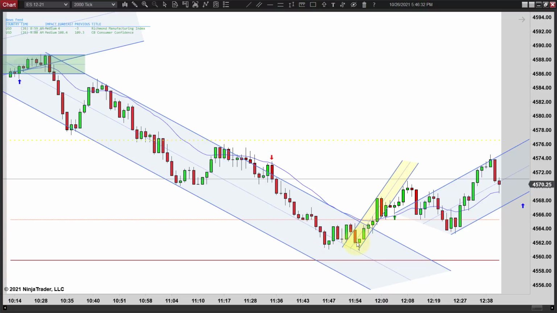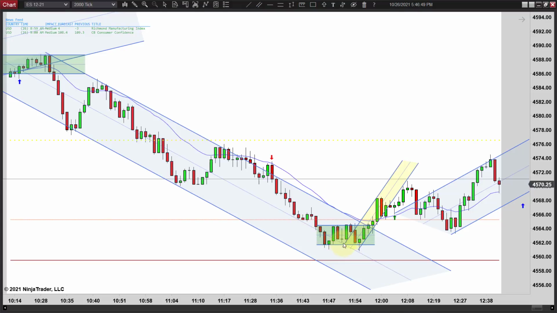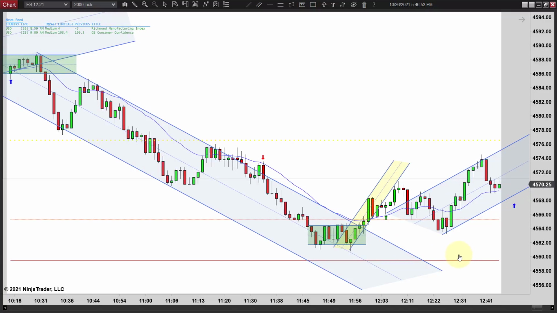Even though you get a second entry short there, and I think it works, I don't like taking it. It's congested. I think it's really risky. You can kind of see that congestion right there. That's a really risky trade. And I think you got enough room to get out of there, but it's just not worth it.